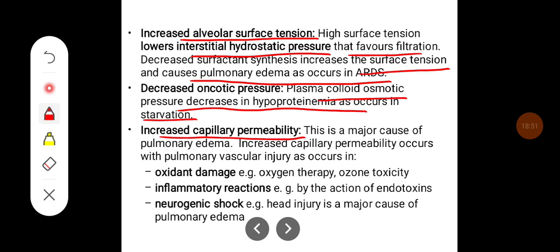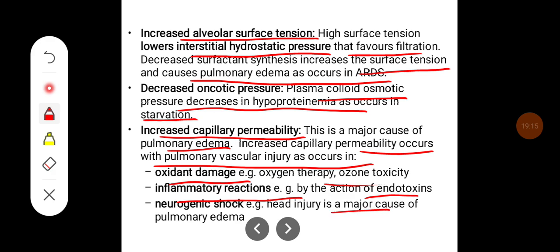Even increased capillary permeability, this is a major cause of pulmonary edema. Increased capillary permeability occurs with pulmonary vascular injury as it occurs in the oxidant damage, for example oxygen therapy, ozone toxicity, like inflammatory reactions by the actions of some endotoxins, and neurogenic shock, that is a head injury, as a major cause of pulmonary edema.